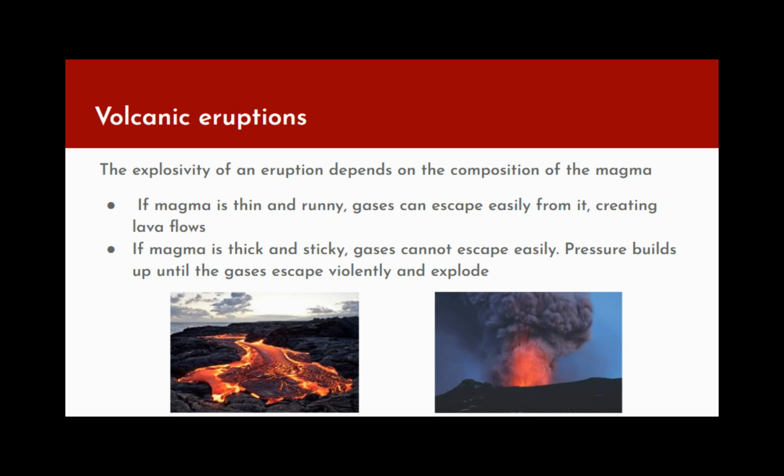So if it's thin and runny, gases can escape from it very easily, which means gas doesn't build up, pressure doesn't build up. We don't get the big explosion. But if that magma is thick and sticky, the gases can't escape easily, and the pressure builds and builds and builds. So just like with earthquakes, as our tectonic plates, that friction builds and builds until it finally gives way, our volcanoes have a similar thing with friction. As the lava is super, or magma, I guess, super, super thick, gases can't escape from it. And as those gases build up and build up and build up, eventually, explosion.